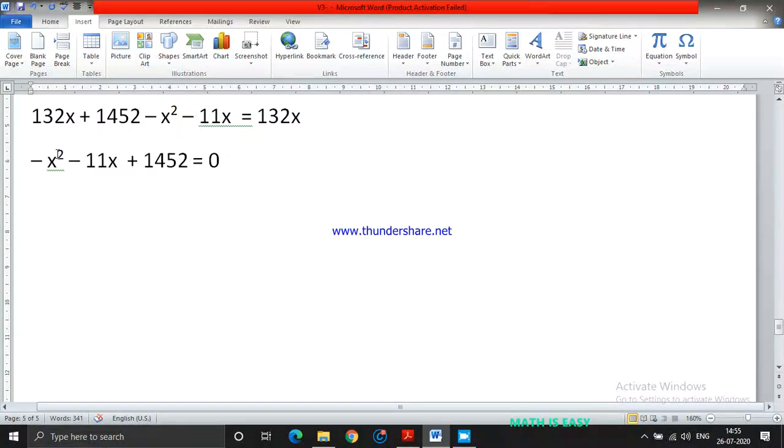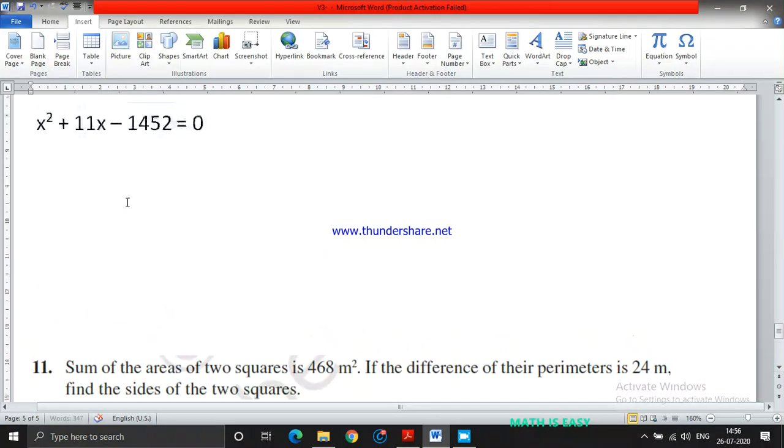If you want further simplification, we can multiply with minus on both sides, so this will become plus, and here it will become 1452 is equal to 0. Just factorize this one and get the value of x. Okay, 1452, yeah, 1452 is correct. So just factorize and get the values of x.